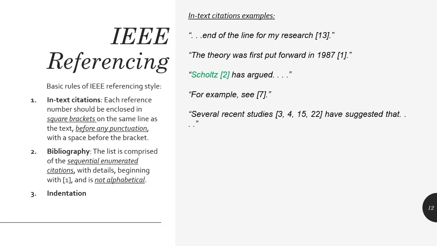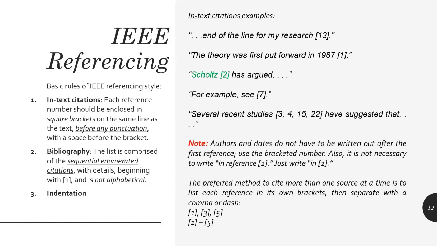Now, let's say, for example, you are citing information from several studies. So when you're writing in between sentences, you need to ensure that you're writing the numbers followed by commas.